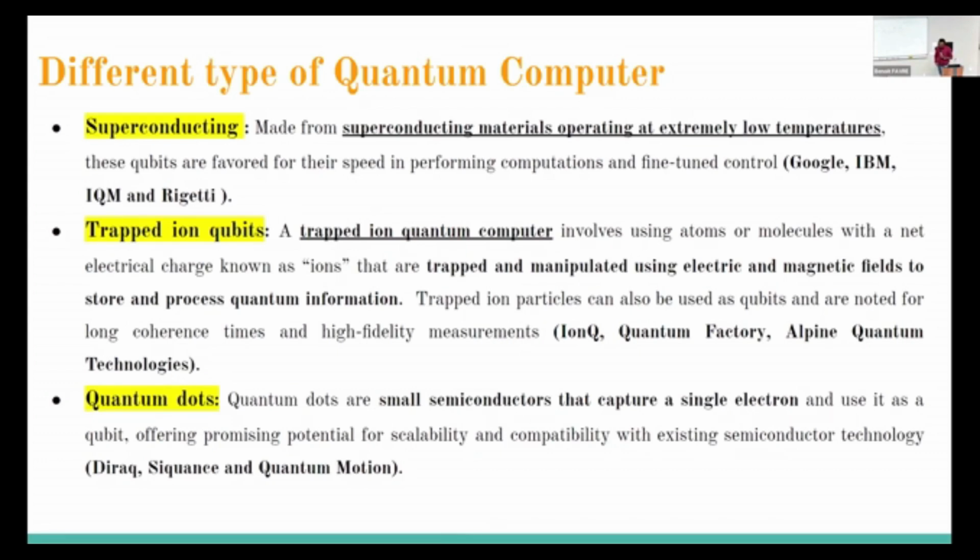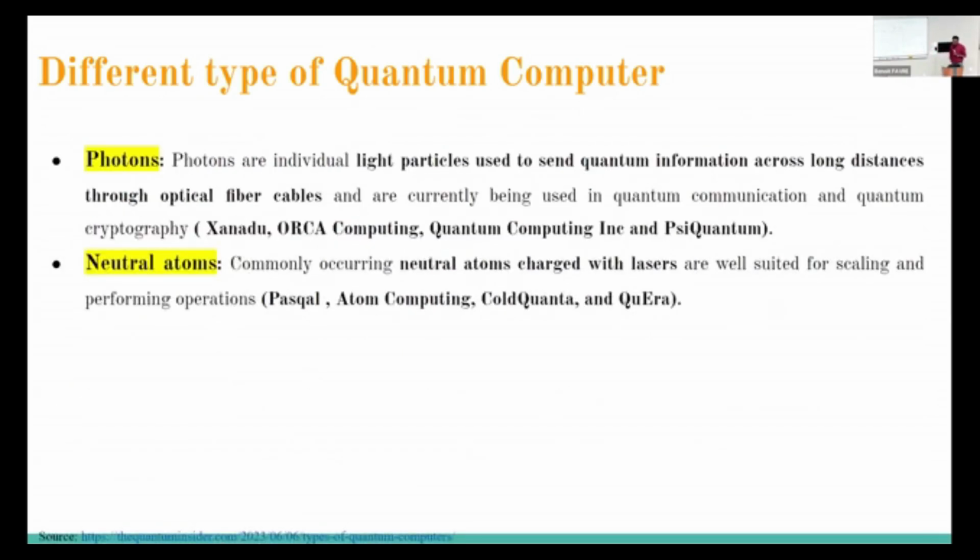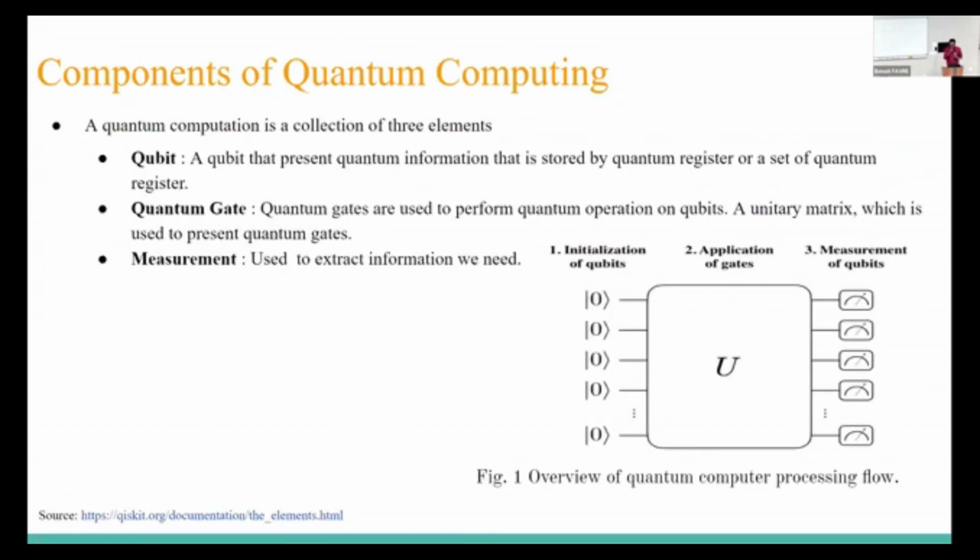And for quantum dots, there are some companies that implemented it, like Diraq and Sequence, and then Quantum Motion. And then you can see that photons, like light particles, are used to send the quantum information. Some companies are also associated with that, and neutral atoms also, like Pasqal, the French company, and Atom Computing. They are using these neutral atoms. Okay, so these are the things, and the most important things whenever we deal with these are the qubit, the quantum gate, and the measurement. These three are the most important components, and I can explain them later on.